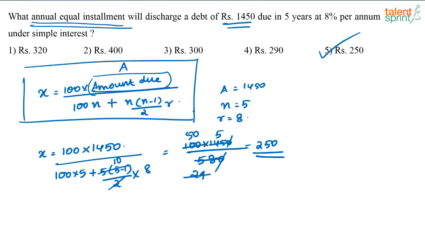Otherwise, there is another way in which you can approach this question: look at the options and eliminate the ones which can't be correct. I am paying equal installments in all the 5 years, 1, 2, 3, 4, 5, and when I do that, my debt gets discharged. Now, my total amount due in 5 years is 1450. If I do 1450 divided by 5, I get 290. But what we have to keep in mind is that the annual installment that I pay will definitely be less than 290. It cannot be equal to 290 or greater than that.